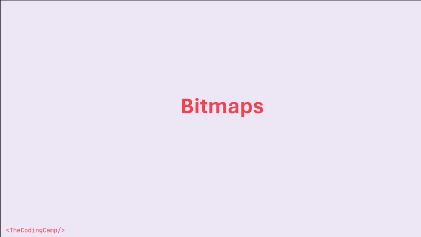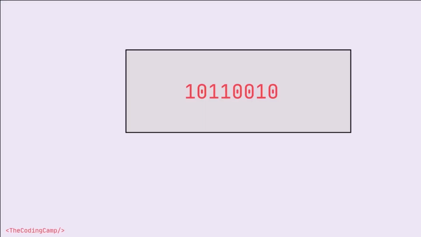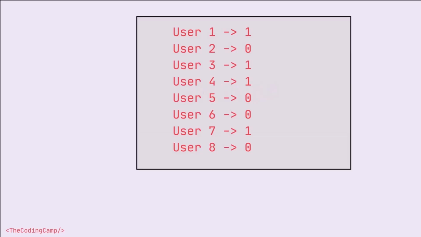A bitmap is simply a sequence of these bits. Each position can represent something different. For example, it can mean if a user is online or offline. You might wonder, why would we use bitmaps? Suppose you're building an application with 10 million users. Every day you want to know whether each user logged in.